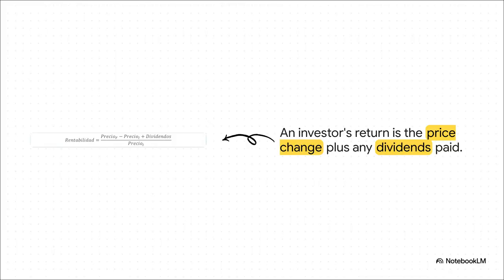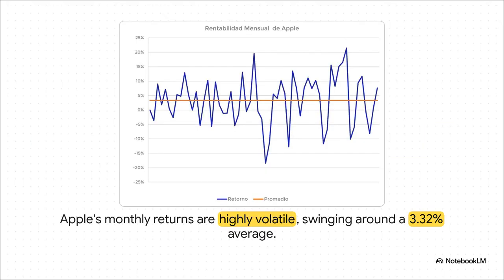Okay, so for anyone who owns a stock, the return you get isn't just one single thing. It's actually a combo of two different things. First, how much the stock price itself goes up or down, and second, any cash dividends the company decides to pay out. Simple enough, right? That's the reward side of the coin. Now take a look at this.